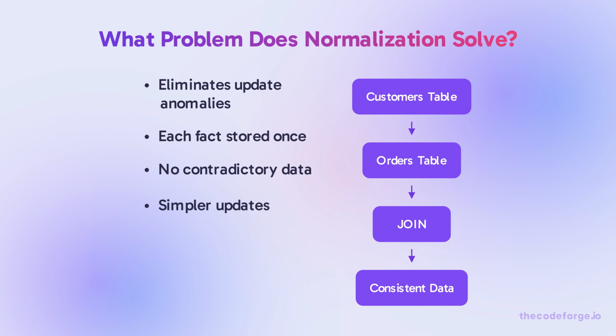Before normalization, databases were a mess of duplicated data. Updating a customer's address in one place left it wrong everywhere else. That's an update anomaly. Normalization splits data into tables so each fact lives exactly once. The cost? You need joins to read related data, but the benefit is huge. No contradictory data, no wasted space, and simpler updates.